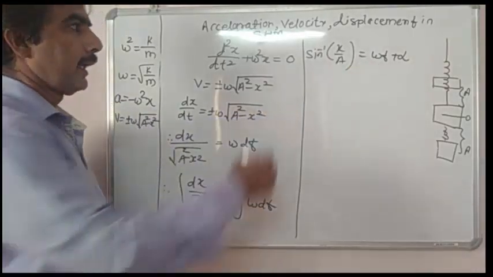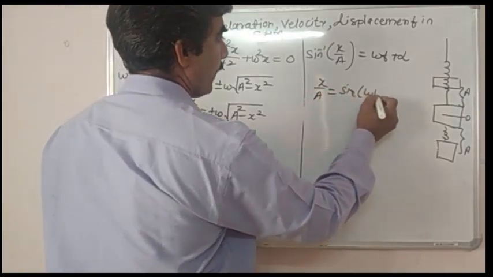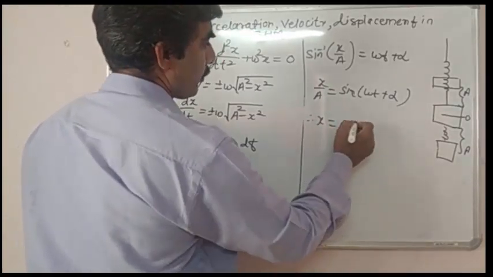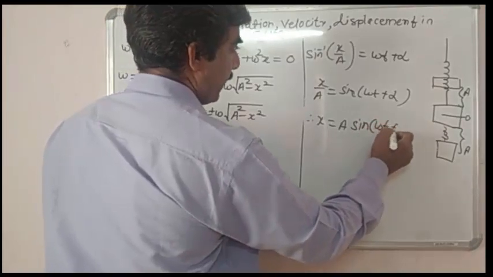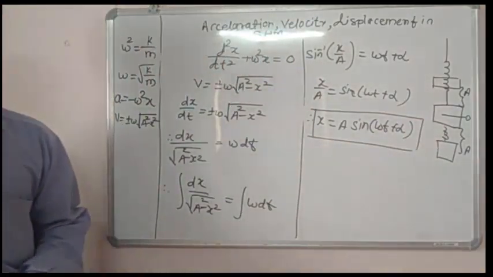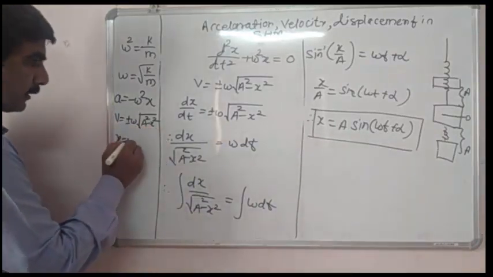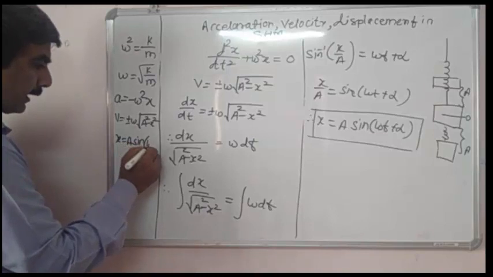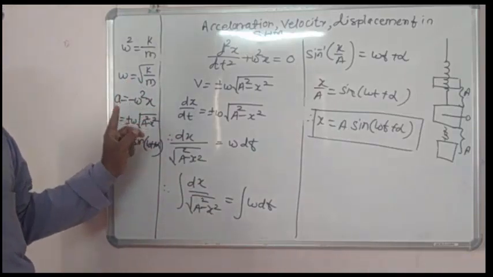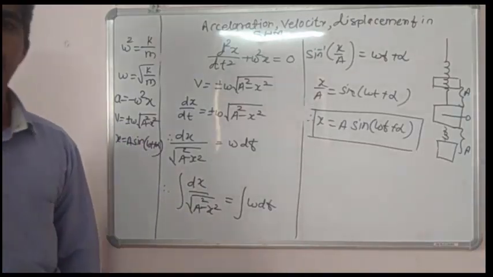Taking the sine of both sides, we get x by a equal to sine of omega t plus alpha, or x equal to a into sine of omega t plus alpha. This is our required equation for displacement in linear simple harmonic motion. See, the equation is like this: x equal to a sine in bracket omega t plus alpha. These are the three equations: acceleration, velocity and displacement in linear simple harmonic motion.